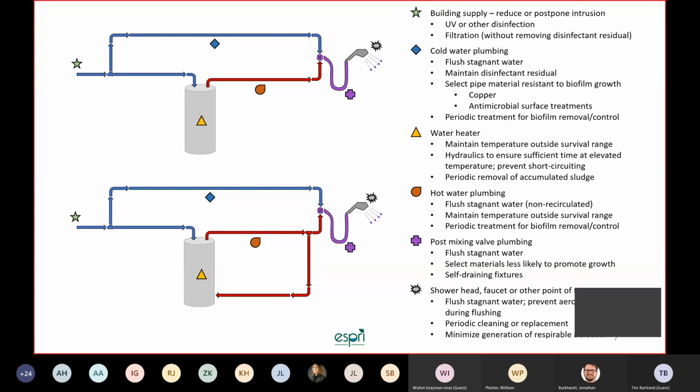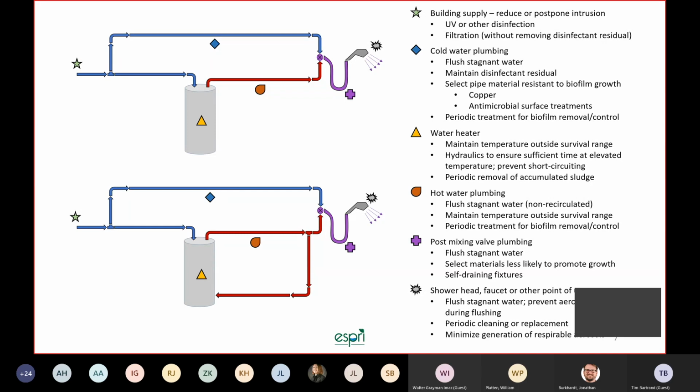So kind of focusing in on control, my objective in modeling is to think about what efficacy control techniques can bring, or what improvement control techniques can bring. So I made just a simple schematic identifying where you might implement controls. You can implement controls on the building supply, which would reduce or postpone intrusion, particularly of microorganisms into the system. Things like UV or filtration, but be careful not to lose all the disinfectant residual when you do that.